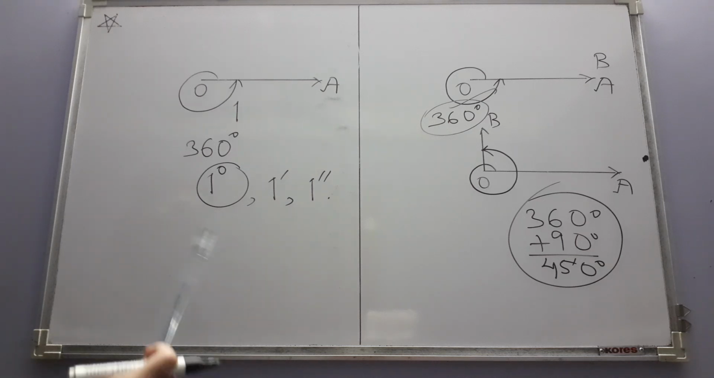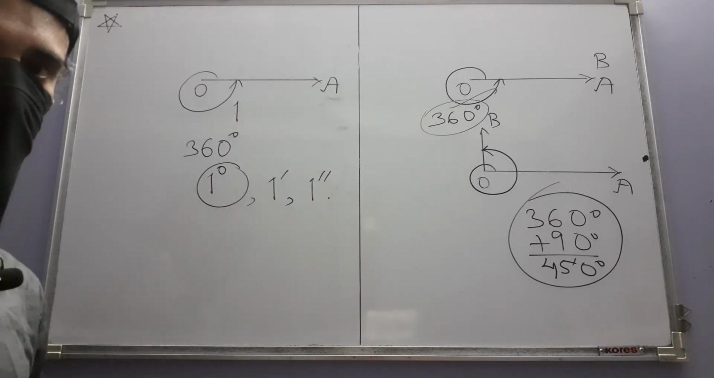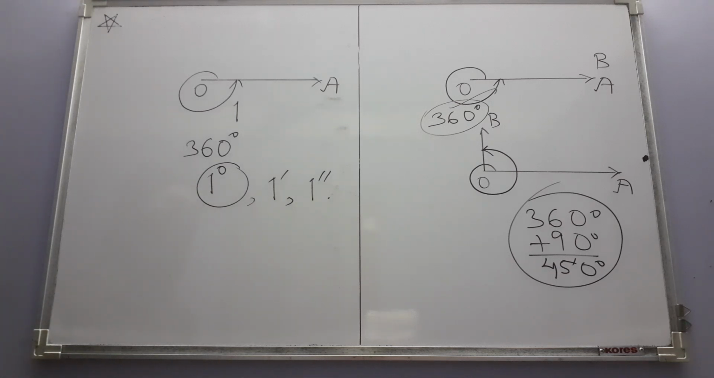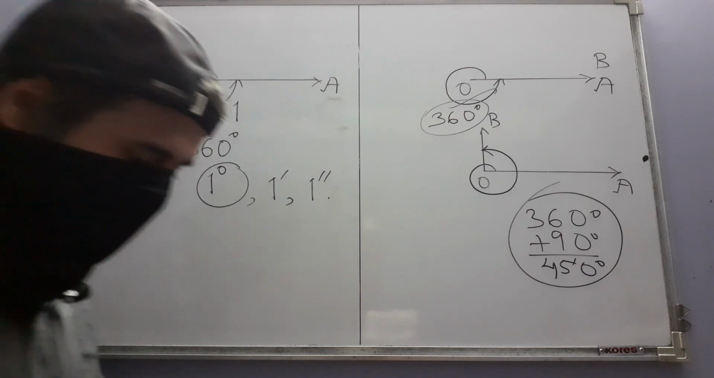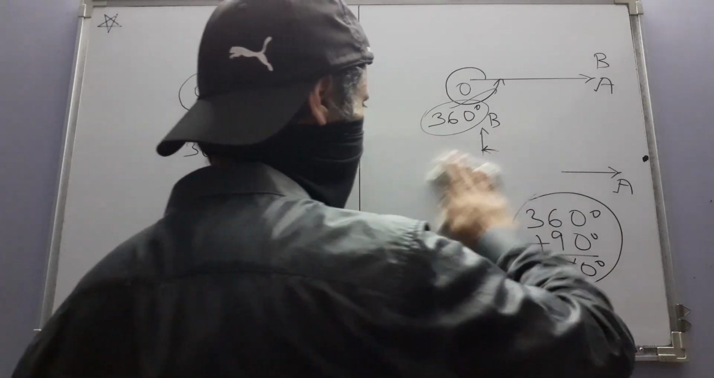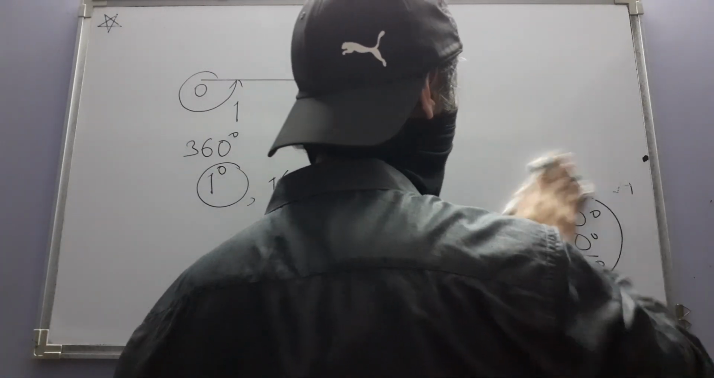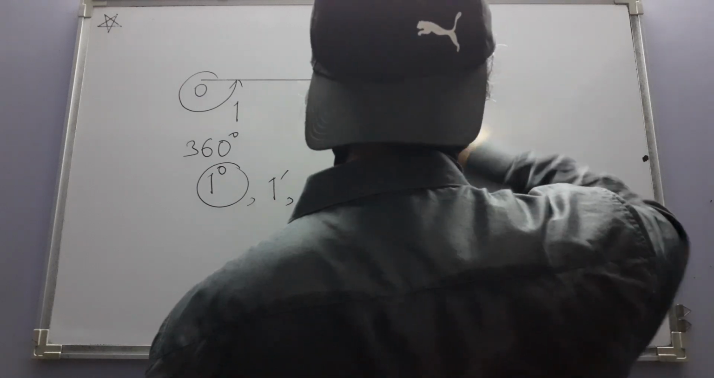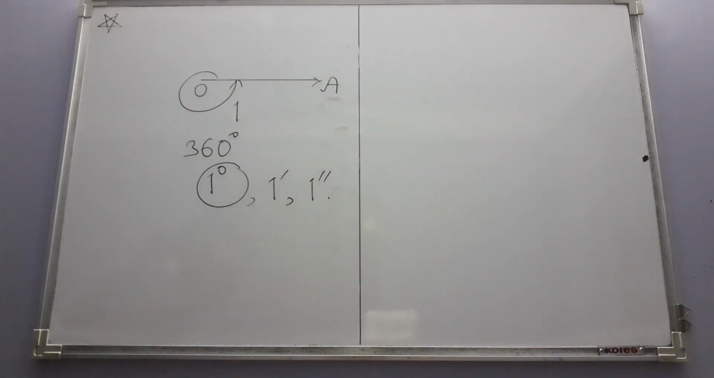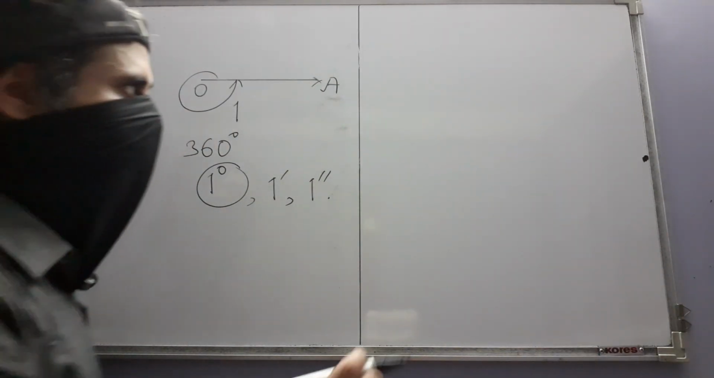I am not writing these things systematically because these are things you already have seen in lower standards. So that is your degree measure. But what is radian measure? For radian measure though, we are going to need a circle.